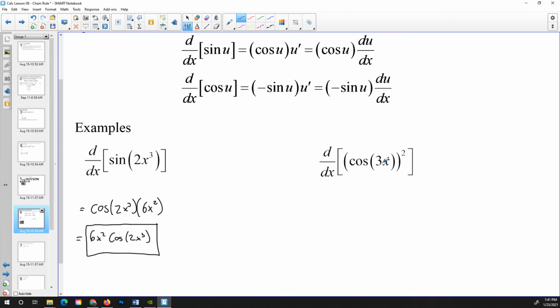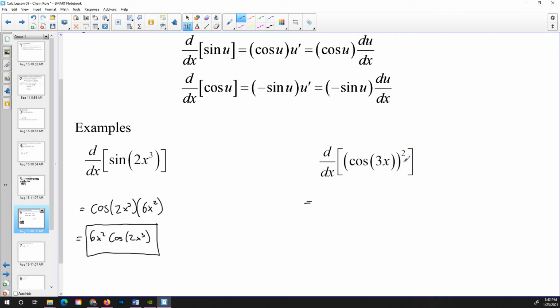Now, if I come over here and I do this derivative, you notice that I have this square on the outside, I have the cosine, and then I have a 3x on the inside. So this is really the composition of three functions. The outermost function being the squared function, the middle function being the cosine function, and then the innermost function being the 3x function. And so I can apply the chain rule. I'm just going to have to do it twice.